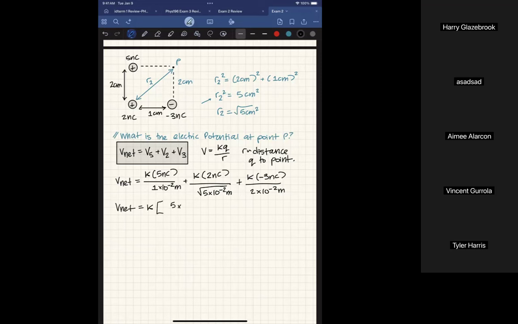This is going to be 5 times 10 to the negative 9 coulombs over 1 times 10 to the negative 2 meters plus 2 times 10 to the negative 9 over square root 5 times 10 to the negative 2 meters minus 3 times 10 to the negative 9 over 2 times 10 to the negative 2 meters. I'm going to use K equals 9 times 10 to the 9, and then this will give me my net electric potential at my point of interest.